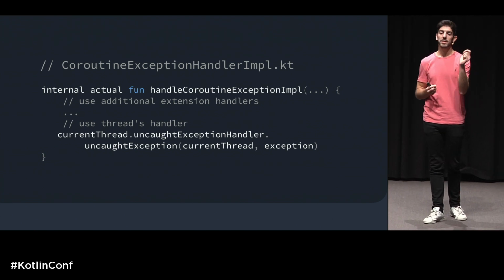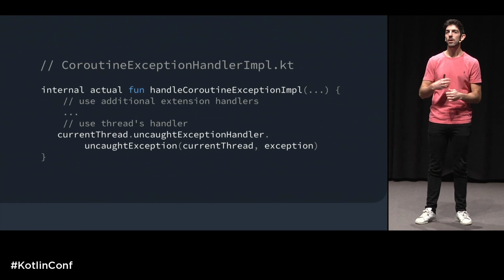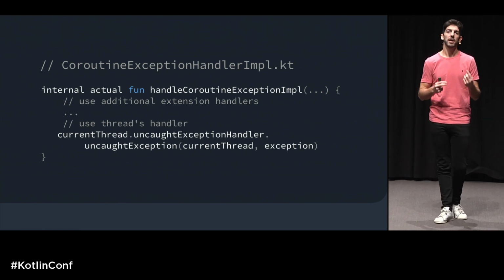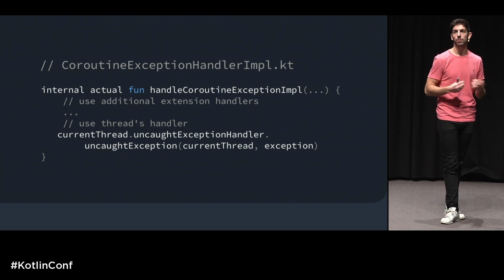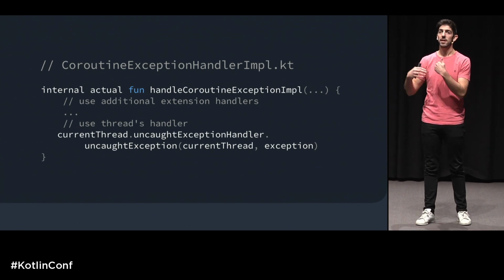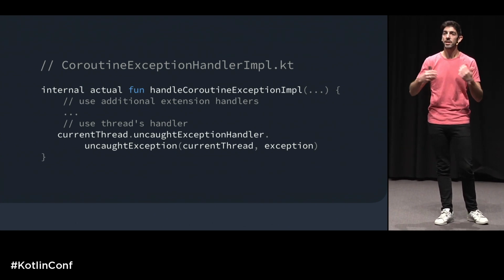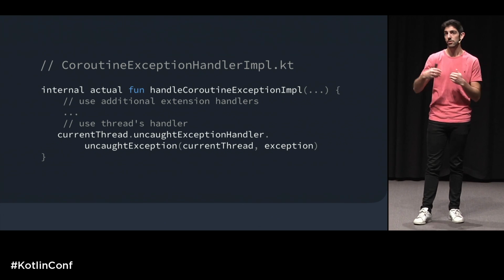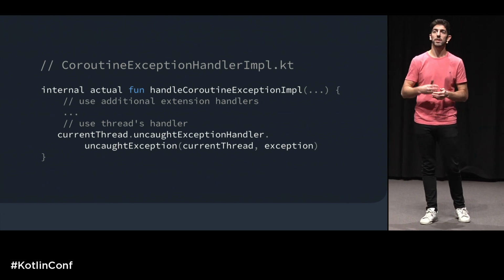And why do we have these additional extension handlers? Why can you do that? You can do it using the service loader. And a good use case that I found is for testing. If you want to test that the thread's default uncaught exception handler is going to be called, you can do that in testing by installing your own coroutine exception handler with the service loader.